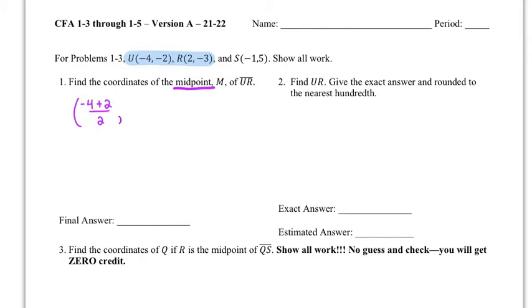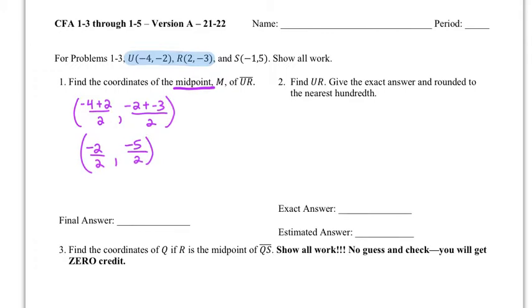Then we're going to average the y's. So the first y for U is -2 plus the y for R, which is -3, and divide that by 2. So it's not that hard a formula to remember. You've got to get the formula and then do some really easy math. -4 plus 2 is -2 divided by 2, and then over here, -2 plus -3 is -5. If you're having trouble with adding these, which you shouldn't be, really, just use a calculator.